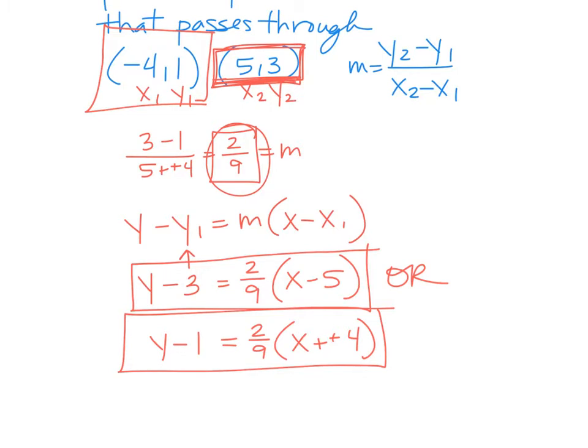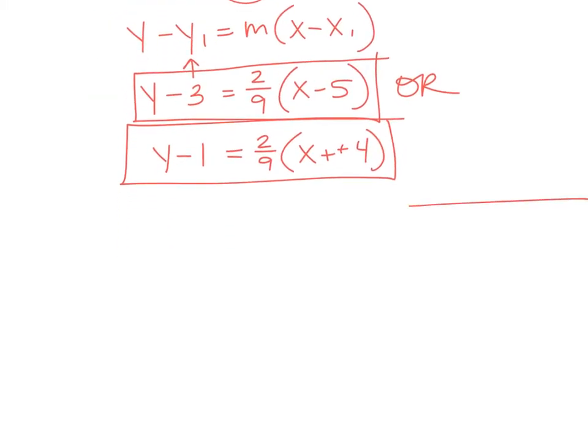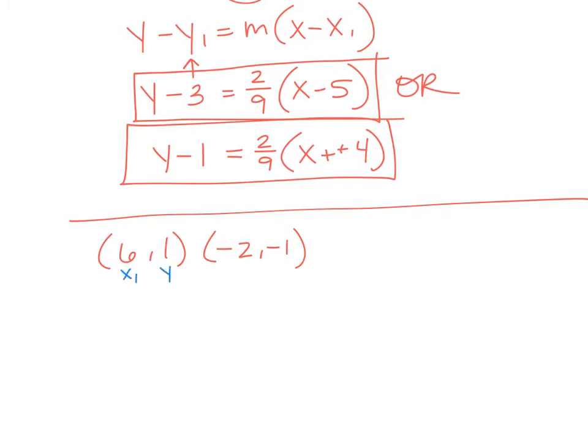Okay? We're going to do one more of those. Let's say my points are 6, 1, and negative 2, negative 1, and I want point slope form. What's the first thing you have to do? We have to identify the x1 and x2. Right, so x1, y1, and x2, y2, so that we can find the point and slope. Slope, okay? So slope is going to be y2 minus y1 over x2 minus x1.